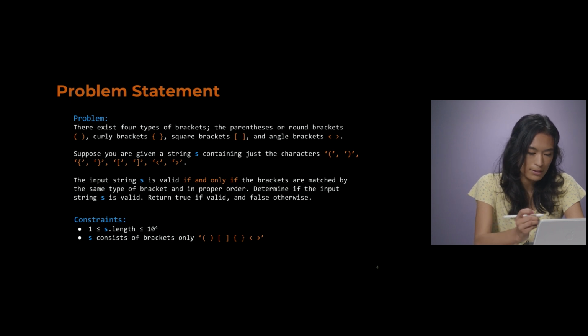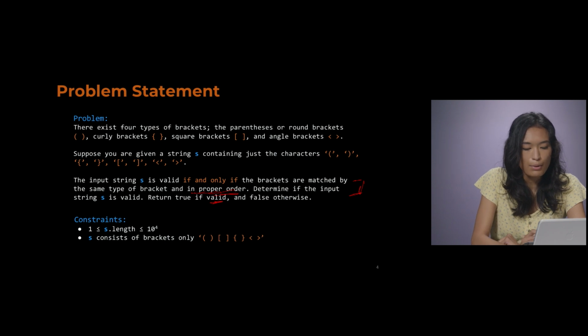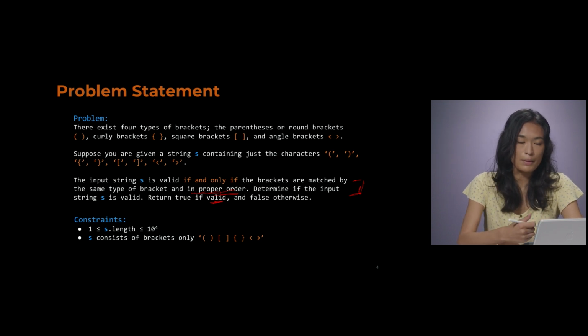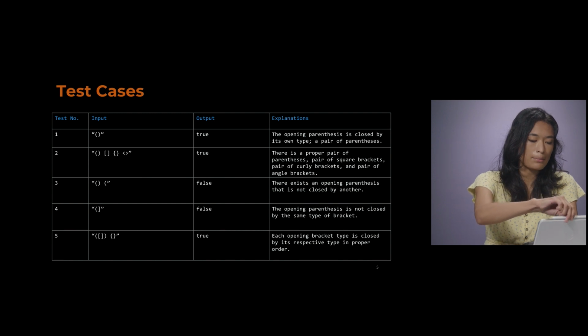So the important part here is to remember that we have to return true if the string S is valid. But how do we know if the string S is valid? We know by these rules over here. We need to make sure the string S is in proper order and the brackets are matched by the exact same type. And in our constraints, we can see that the string S will consist only of brackets, so we don't need to check for any letters or numbers or other characters. And we can see that the length of the string S that will be passed in will not go lower than 1, so we also don't need to check for that edge case where the length of the string will be 0.